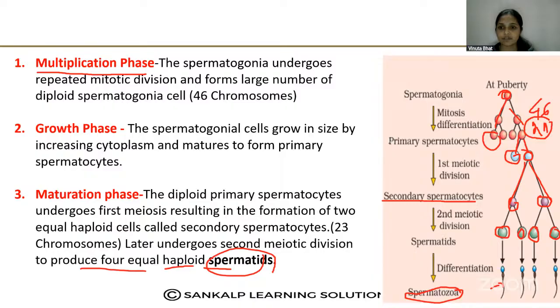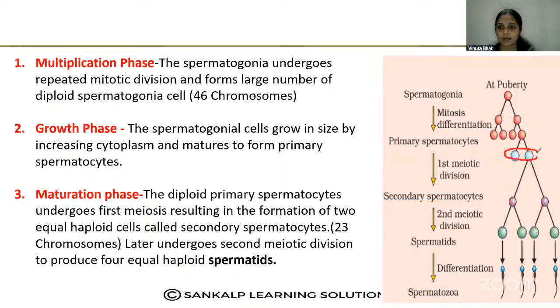So the multiplication phase: the primary spermatocytes undergo multiplication and form the secondary spermatocytes, which complete the second meiotic division and form the four spermatids, like this. Okay, so this is the multiplication phase. The first phase is the multiplication phase, then the growth phase. Spermatogonial cells grow with increasing cytoplasm and become primary spermatocytes. Primary spermatocytes means that is the growth phase, and the last one, the maturation phase.